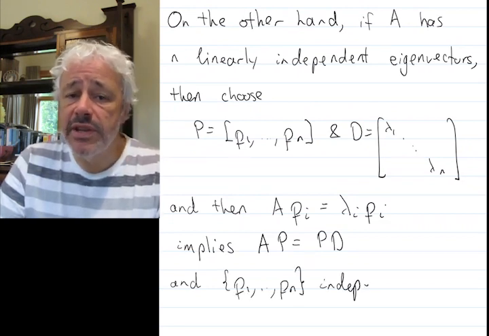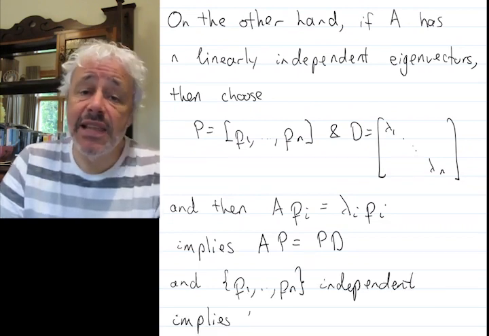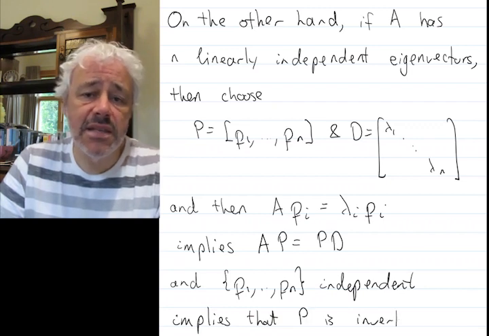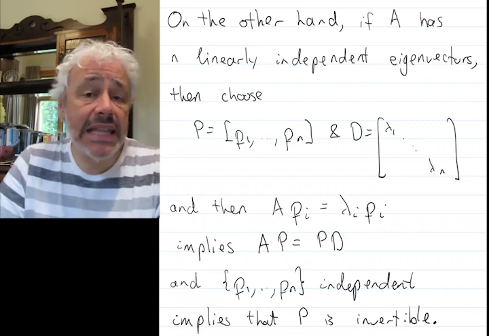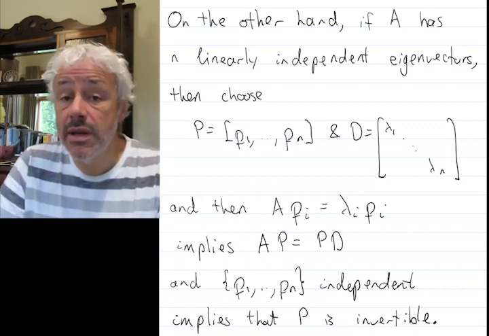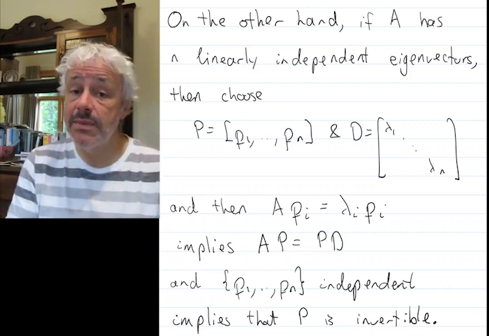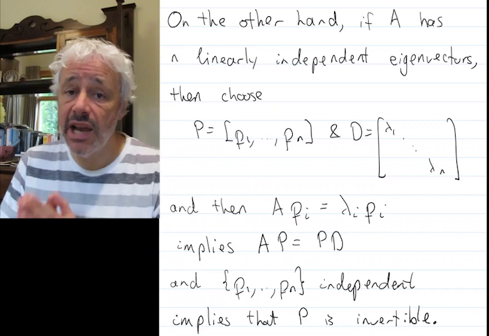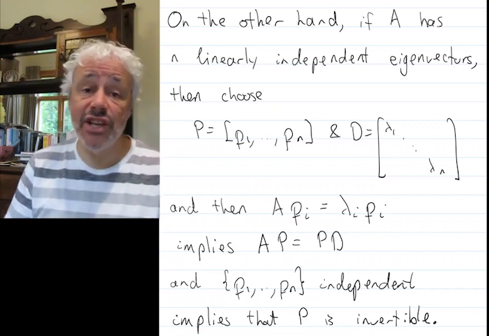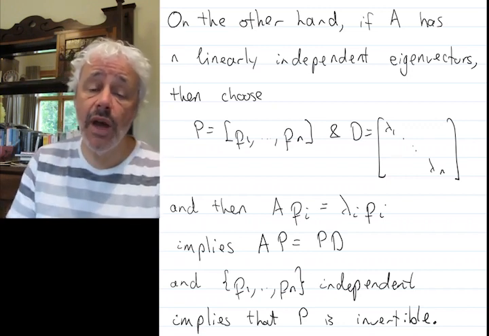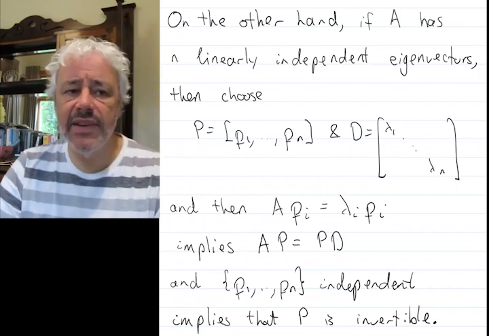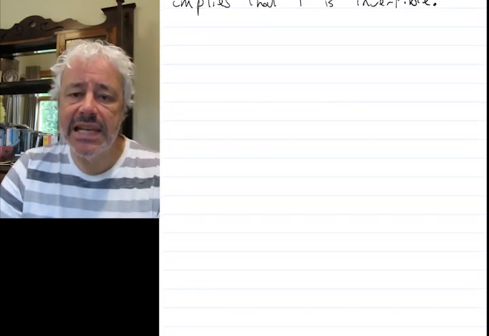And we're also given that the Pi's are linearly independent. That means that the matrix P is invertible. So we've done both directions. It's a very powerful theorem, and the nice thing is to use that theorem to both tell if a matrix is diagonalizable and to diagonalize the matrix to find P and D. You don't need to do any work whatsoever once you have found the eigenvalues and eigenvectors. Let's see that in an example.